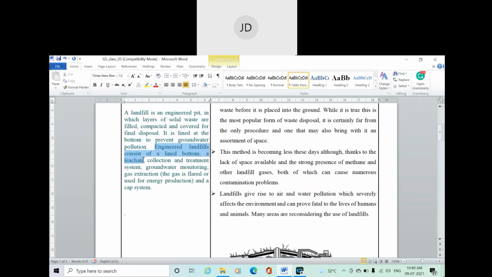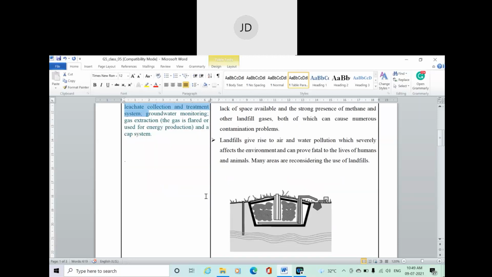Engineered landfill consists of a lined bottom and a leachate collection and treatment system. This is the leachate collection system. The horizontal pipe at the bottom collects the leachate, and there is a system where we can also go for treating the wastewater before disposal into the sea.